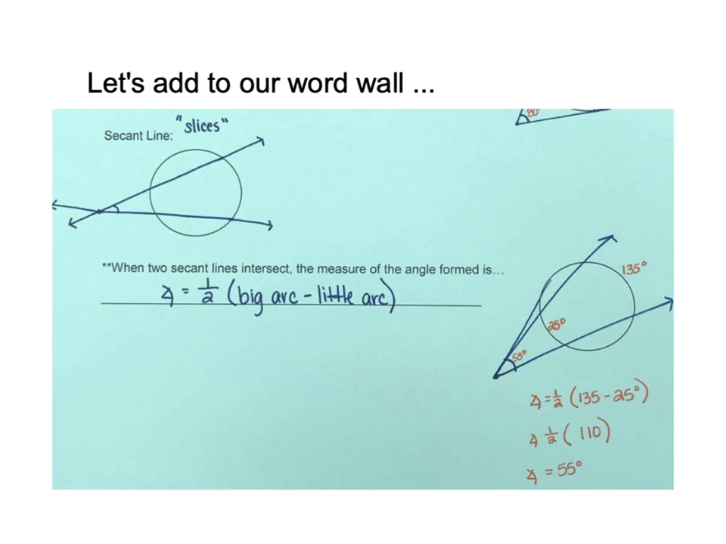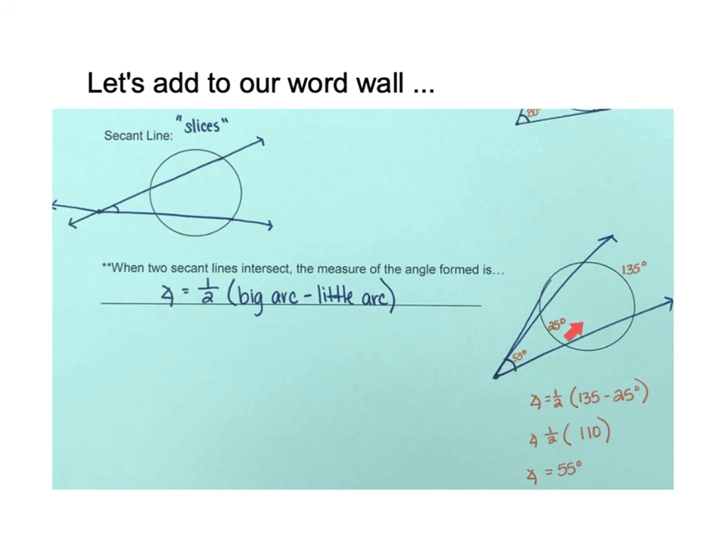All right, so we're actually going to go ahead and add onto our word wall. Again, I know we already drew secant lines before, but I wanted to add this on again. We can see secant lines are slices. They are lines that slice through our circles. So what we're going to add in is, when two secant lines intersect, the measure of the angle formed is our angle equals 1/2 times our big arc minus our little arc.